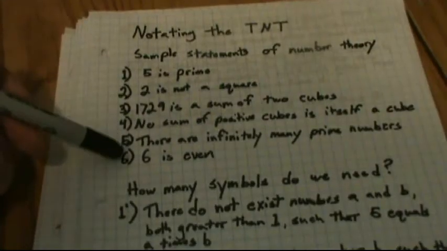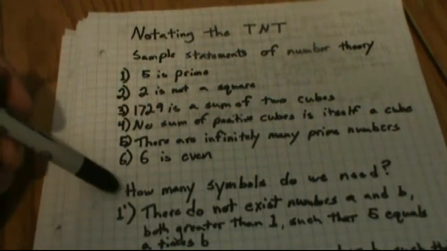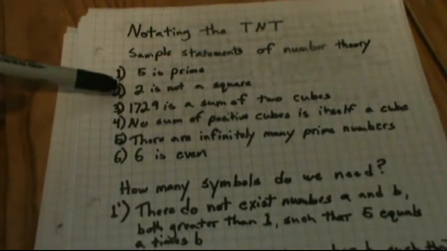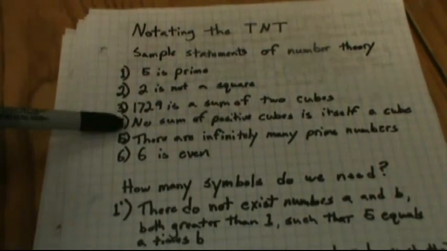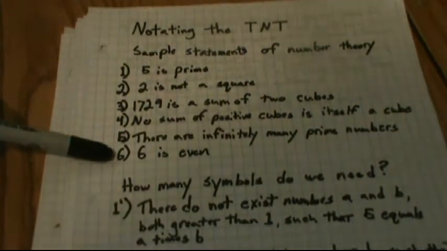I've got a few statements of number theory here. We're going to see if we can translate them into symbols, and if so, how many symbols do we need? 5 is prime, 2 is not a square, and by square I'm referring to square numbers. 1729 is a sum of 2 cubes. No sum of positive cubes is itself a cube. There are infinitely many prime numbers, and 6 is even.